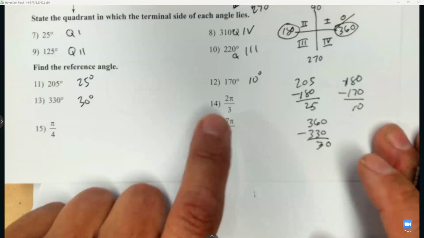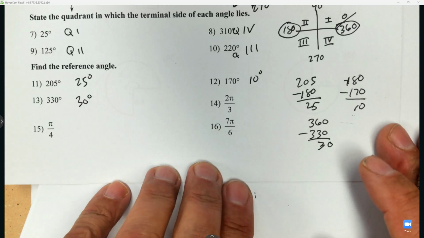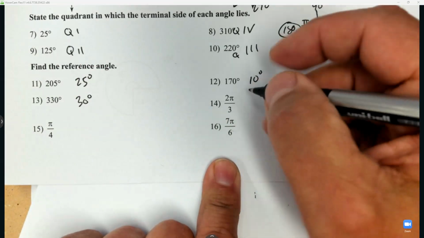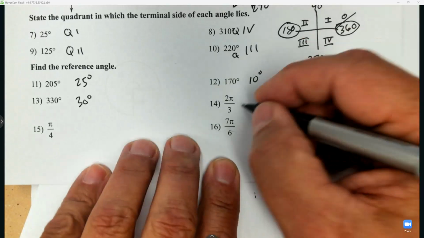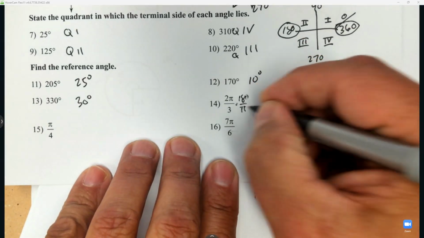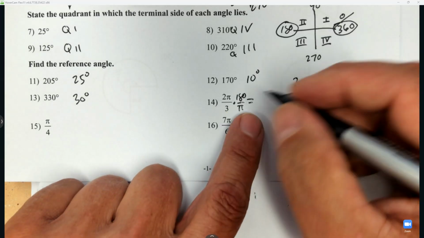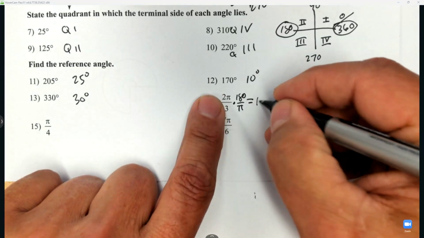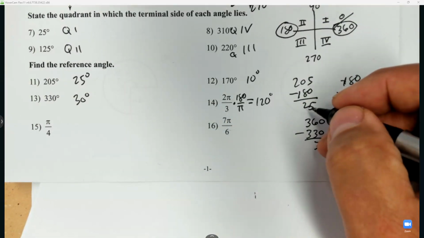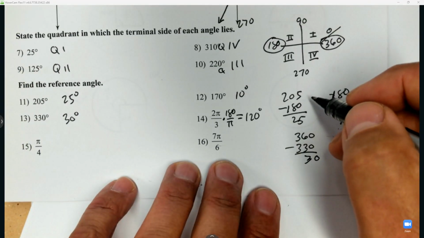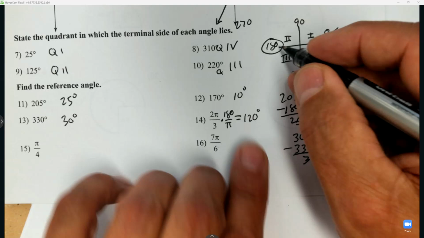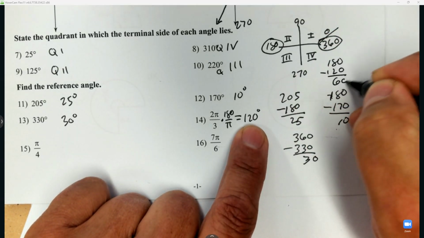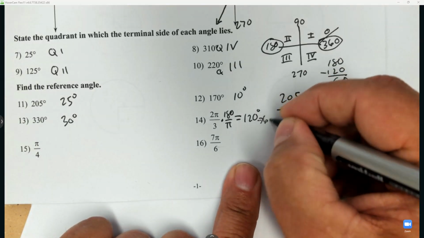Now, if it's in radians, then to find the reference angle, we're going to convert it first to make it easier. To convert this, we multiply it times 180 over pi. That converts it to degrees. So the pi's cross out. 3 goes into 180 60 times, times 2. That's 120 degrees. And then which of these angles is closer, 360 or 180? You can see it's 180. So I'm going to go 180 take away 120. That means the reference angle here is 60.